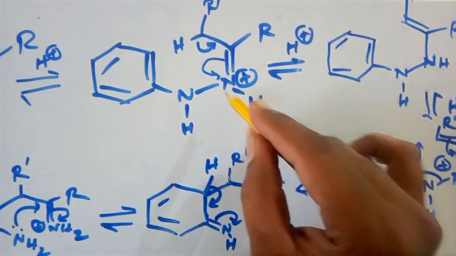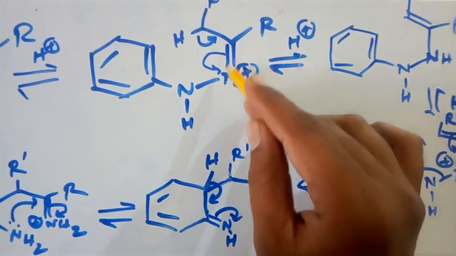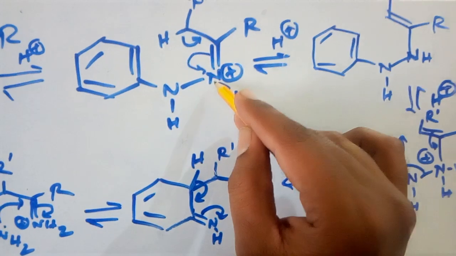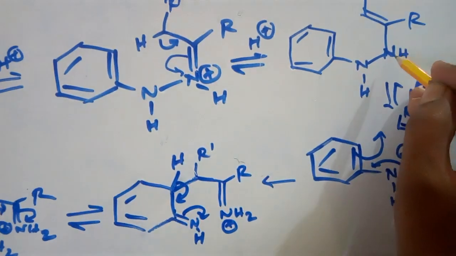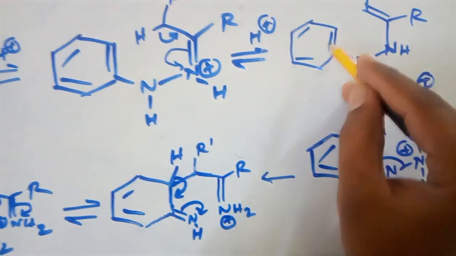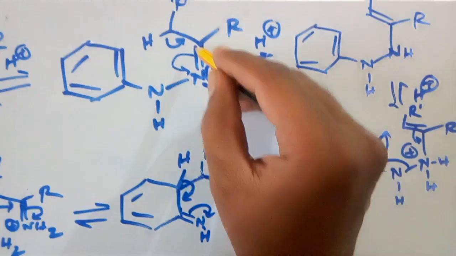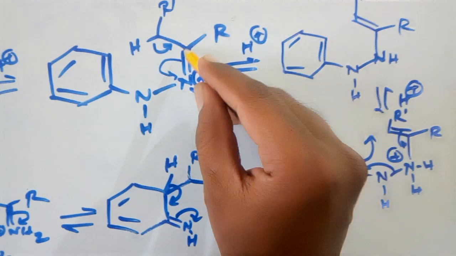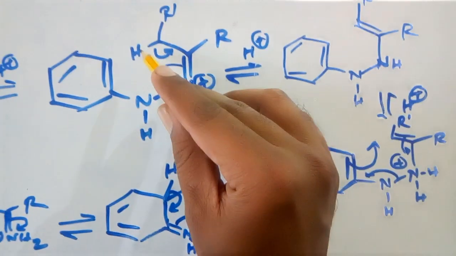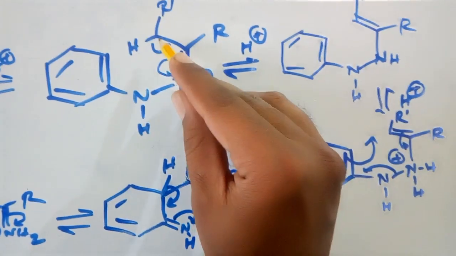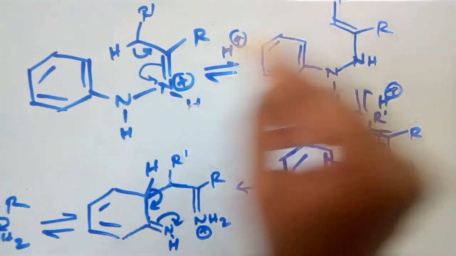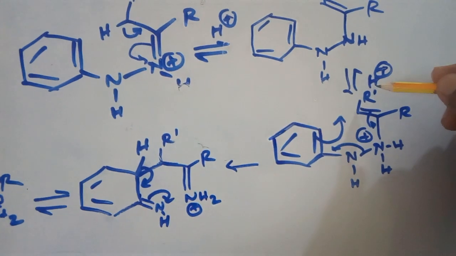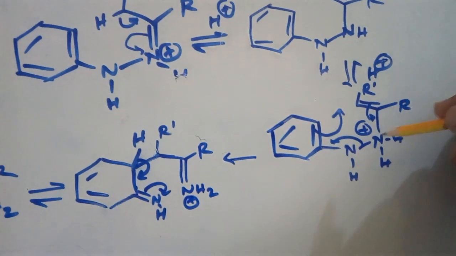Now this nitrogen, because it has a plus charge and is more electronegative than carbon, will pull electrons toward itself. So it will become NH, which is neutral, but by taking electrons from this carbon, this will become plus charged. Now this is neutralized by loss of one hydrogen and sharing this electron between these two carbons, so a double bond will form here. Next step, again the H plus will attach on this nitrogen.